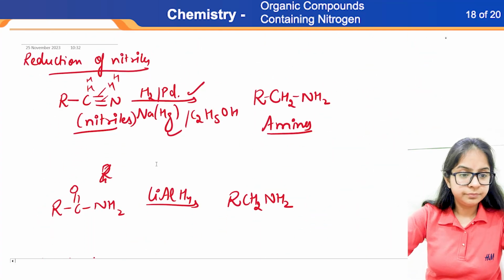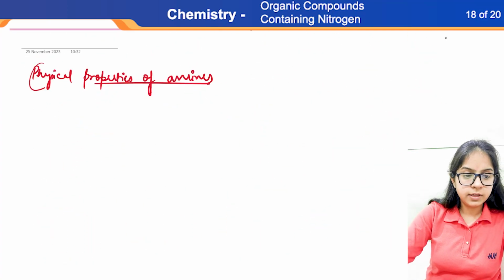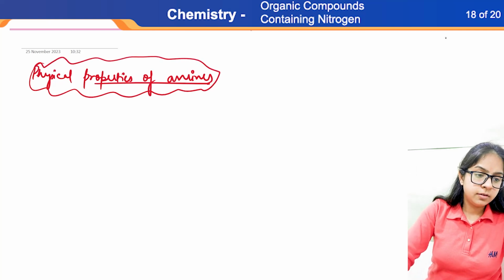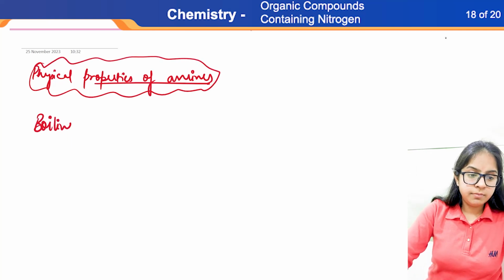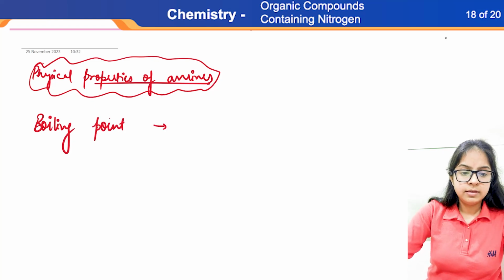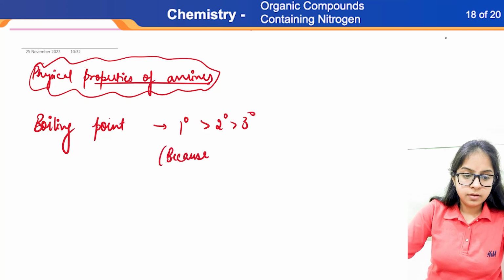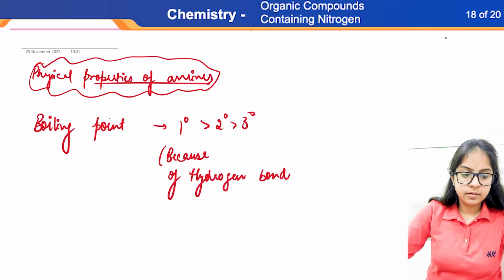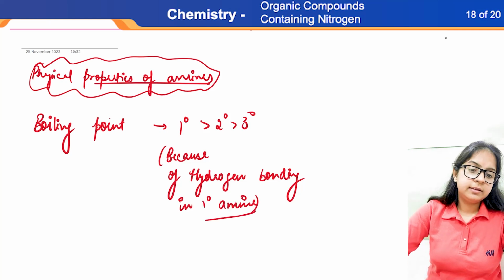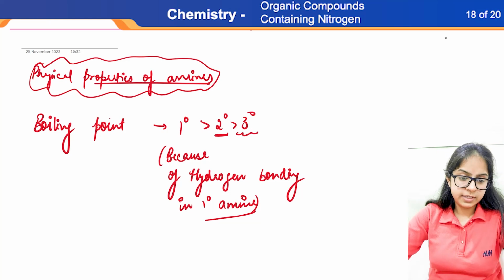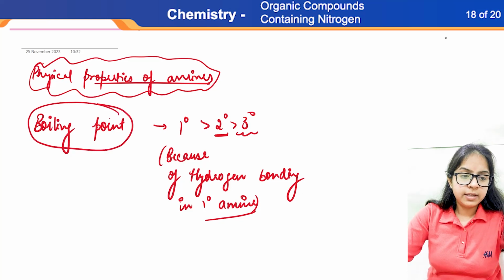This we have done. After that, physical properties of amines: we have made clear that the boiling point of primary amines is greater than secondary, which is greater than tertiary, because of hydrogen bonding. In primary amines, the 1 degree amines, there is more hydrogen bonding, and secondary and tertiary amines mostly do not have hydrogen bonding. That's why, due to the interaction, the boiling point of primary amines is more than that of the secondary amines.